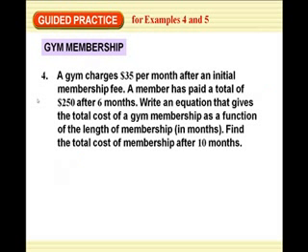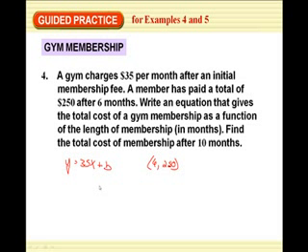So on the guided practice, to finish this up, a gym charges $35 per month after an initial membership fee. So right away when I see $35 per month, I know that is my slope. Okay, the membership fee, don't know. A member has paid a total of $250 after 6 months. Give an equation. Okay, so $250 after 6 months.